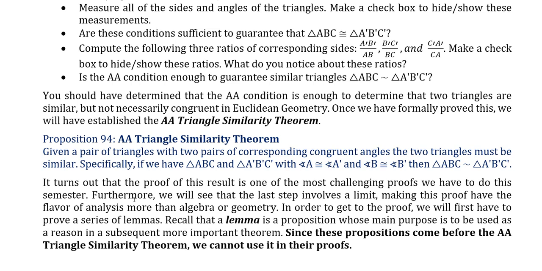Specifically, if we have triangle ABC and triangle A prime B prime C prime, with angle A congruent to angle A prime and angle B congruent to B prime, then triangle ABC is similar to triangle A prime B prime C prime. Turns out the proof of this result is one of the most challenging proofs that we're going to have to do this semester.